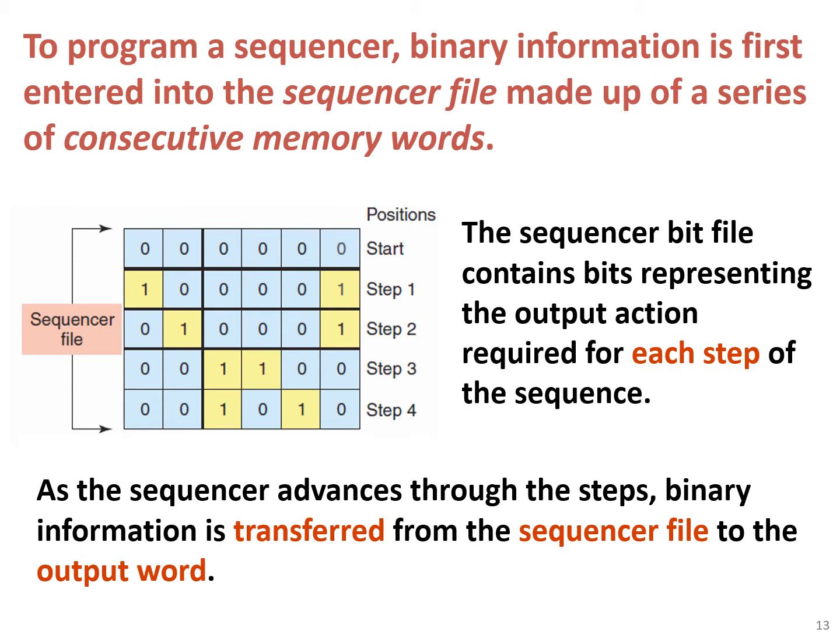To program a sequencer, binary information is first entered into the sequencer file, made up of a series of consecutive memory words. So these are basically words. The start is one word, 1, 2, 3, 4, 5, 6 bits. This step 1 is one word. So you see that here, what is the length? Length is 5 here. 1, 2, 3, 4, 5 possible positions we have.